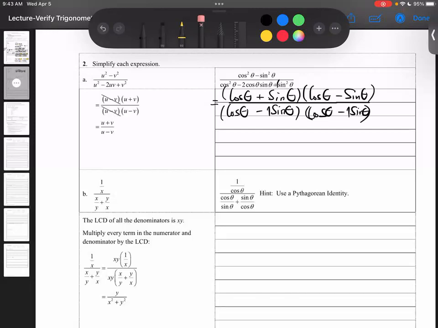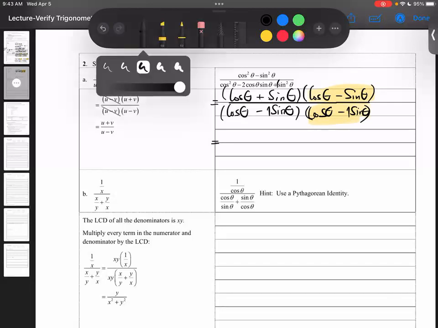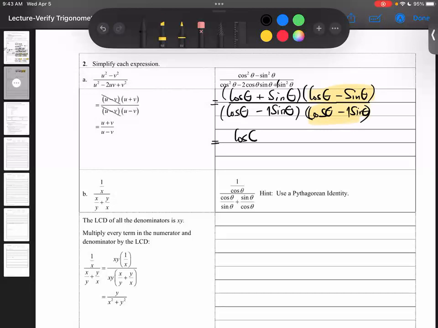With the little trick earlier, right? Can I simplify something? Is there something that I can simplify? Yes, right there. Cosine theta minus sine theta is the same thing as cosine theta minus 1 times sine theta. So my final answer will be cosine theta plus sine theta over cosine theta minus sine theta.